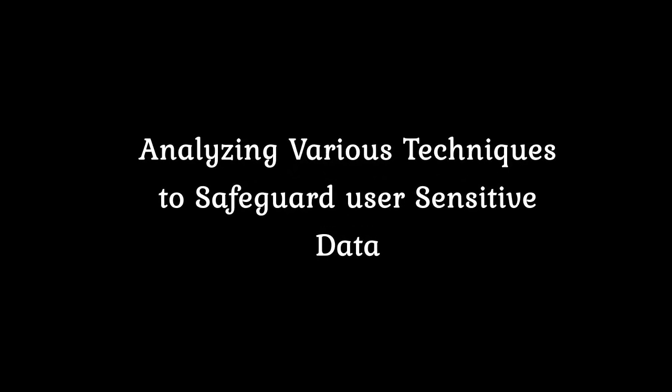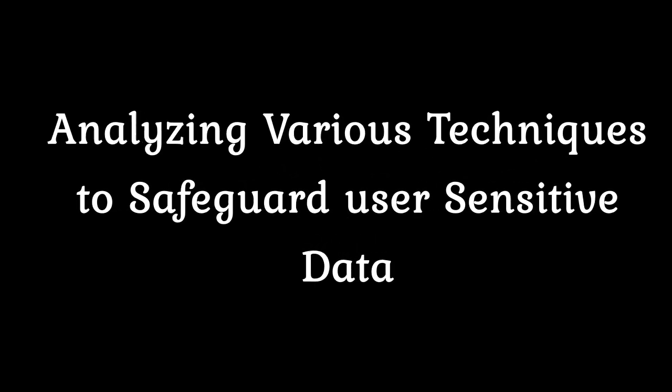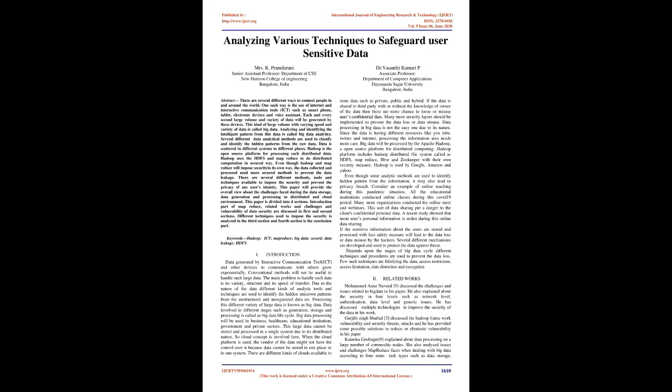Analyzing various techniques to safeguard user-sensitive data. Abstract: there are several different ways to connect people in and around the world. One such way is the use of Internet and interactive communication tools, ICT, such as smartphones, tablets, electronic devices, and voice assistants. Each and every second, a large volume and variety of data is generated by these devices.